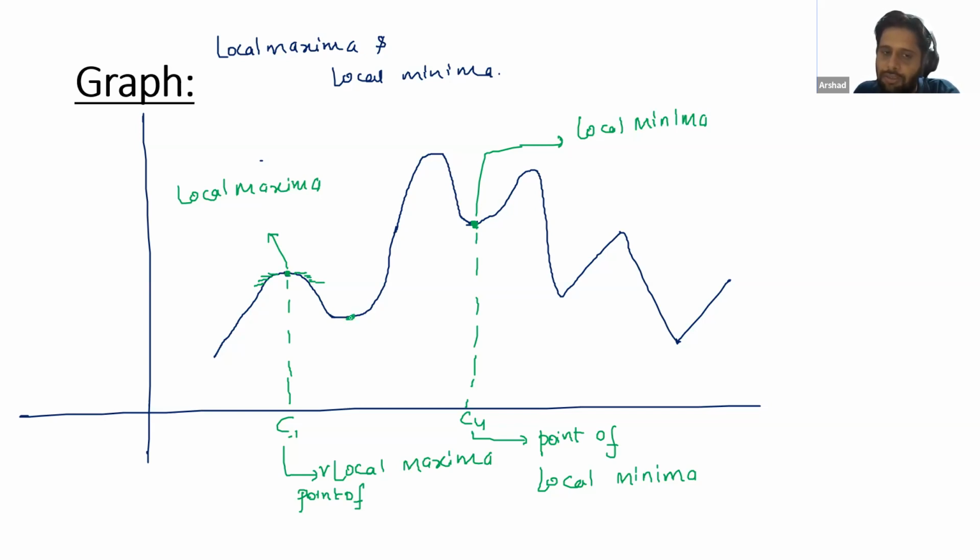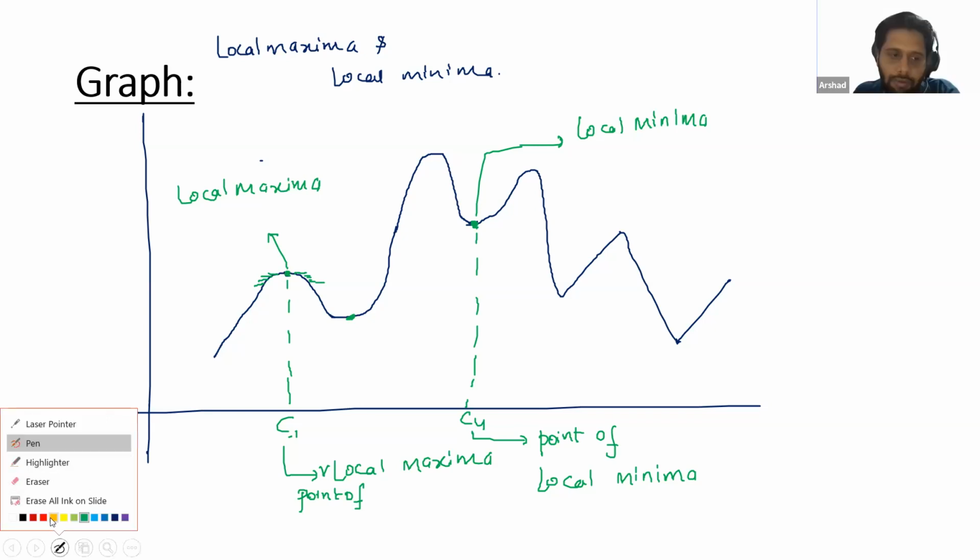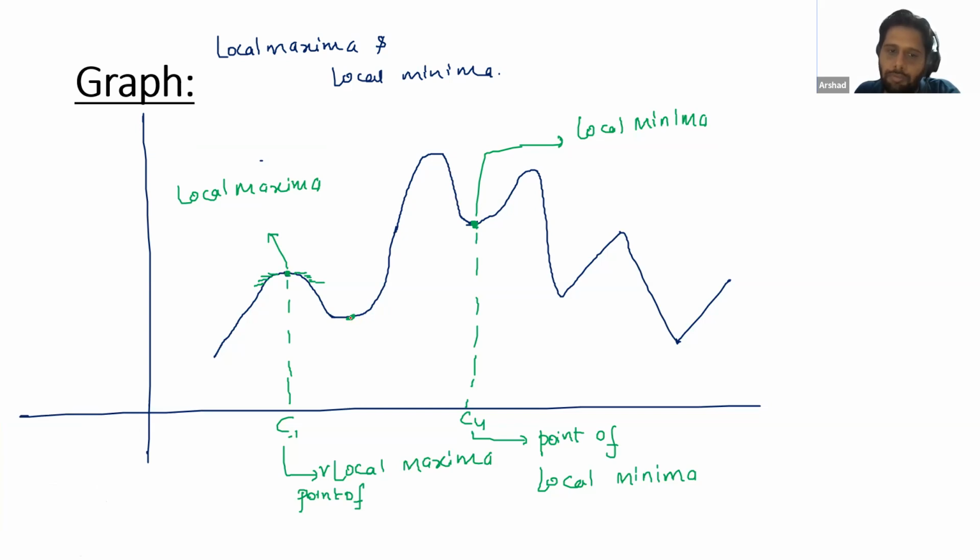Similarly, Abdur, can you tell me this one? Is this local maxima or minima? Local minima. Very, very good. So this is local minima, and I write a point here, it is C2. Next, Fahad, this point, is this local maxima or minima? Local minima. Very good. If this is local minima, then this point is called the point of local minima.